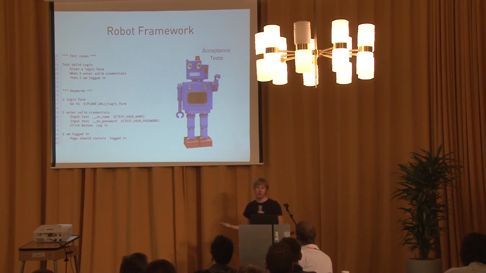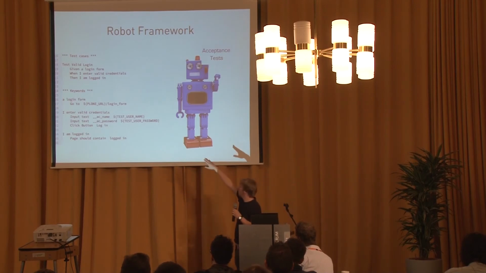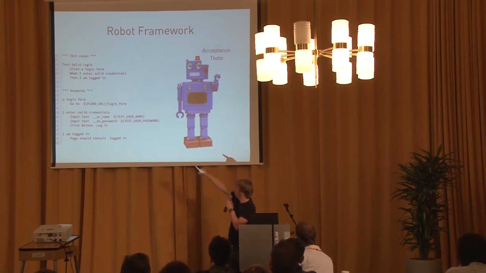If you say given a login form in another system, like a Drupal system or whatever, this means something completely different than in Plone. So you have to tell Robot Framework what a login form is. What does it mean if you say given a login form? So you define those keywords that you used in your test case in these keyword sections. So you say a login form means go to the Plone URL and a login form, right? This is basically the same as what you do in Zope test browser.